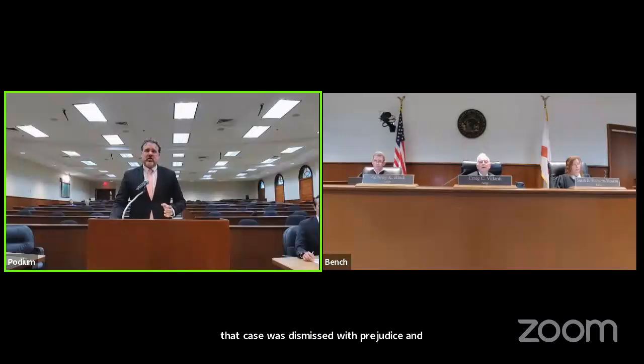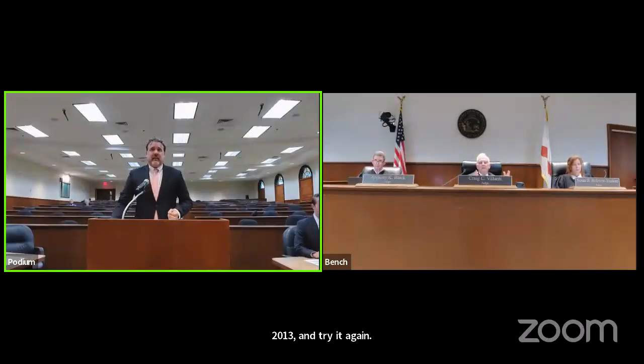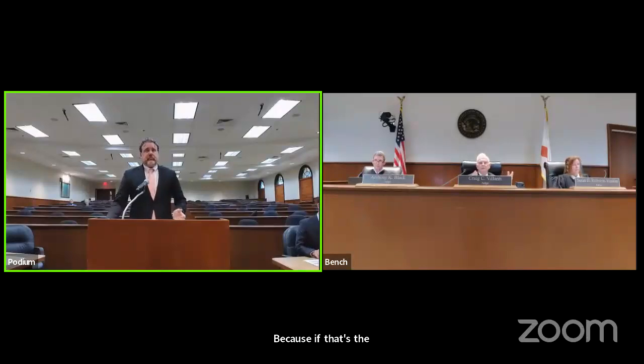The trial judge, in entering that dismissal with prejudice, absolutely did not intend to allow the bank to simply bump the date to February of 2013 and try it again, within the same time frame. Correct. The rule precludes that.